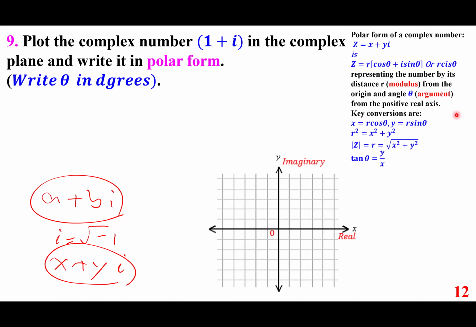What are the key conversions? x is r cosine theta, y is r sine theta, r squared is x squared plus y squared, identical to what we have seen. Now the modulus or the magnitude of z is r, or the square root of x squared plus y squared, and tan theta equals y over x. There's really not much brand new stuff here. So let me erase my work.